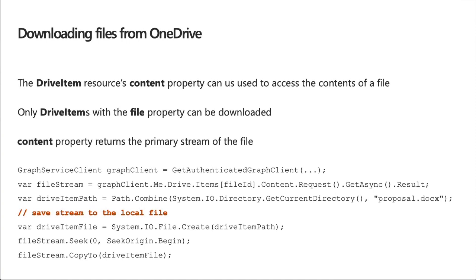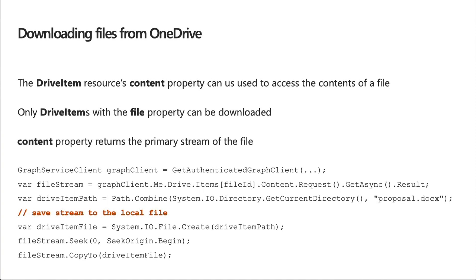Now the drive item resource has a property called content, and that can be used to get access to the files itself, or the contents of the actual file. Only the drive items with the file property can be downloaded. Now the content property returns the primary stream of the file.